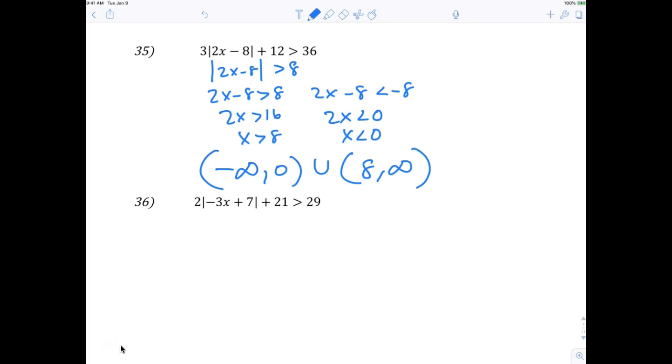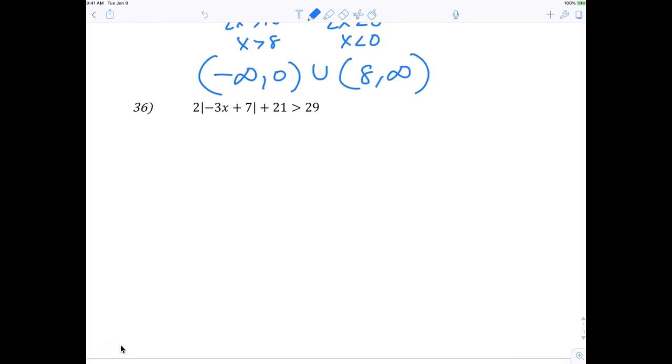All right, one more practice problem here. So subtract 21, divide by 2. What does that come out to be? 4. Any issues with that? Do you keep it negative 3x or does it become 3x? What's inside always stays the same. Then you write it. Negative 3x plus 7 greater than 4. Negative 3x plus 7 is less than negative 4.